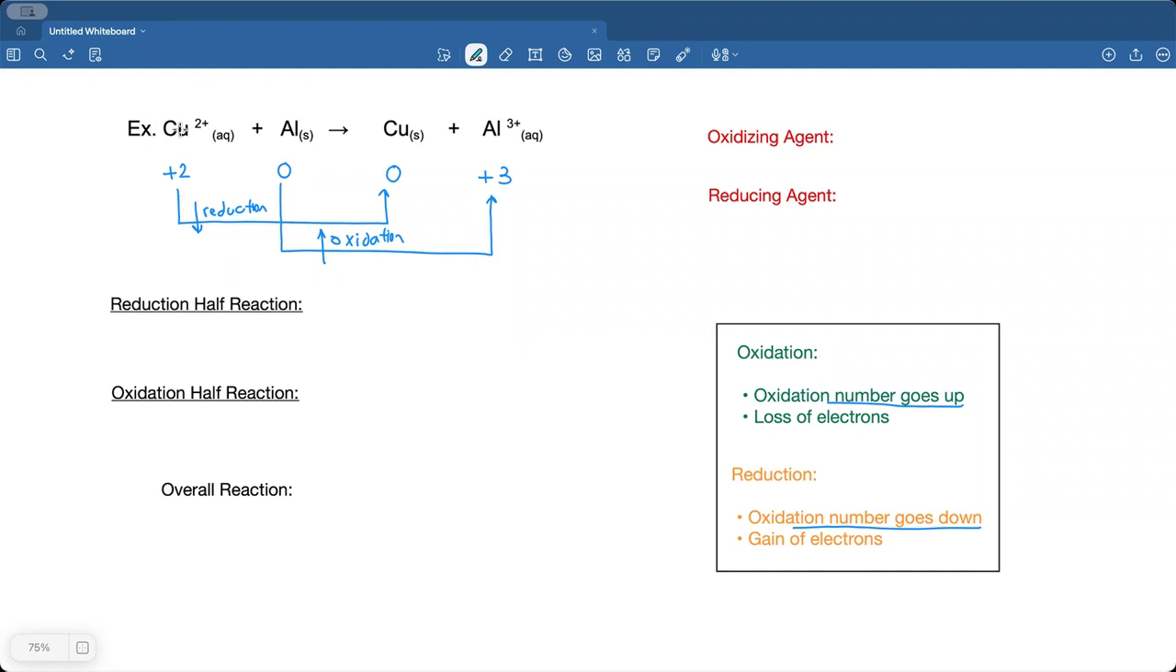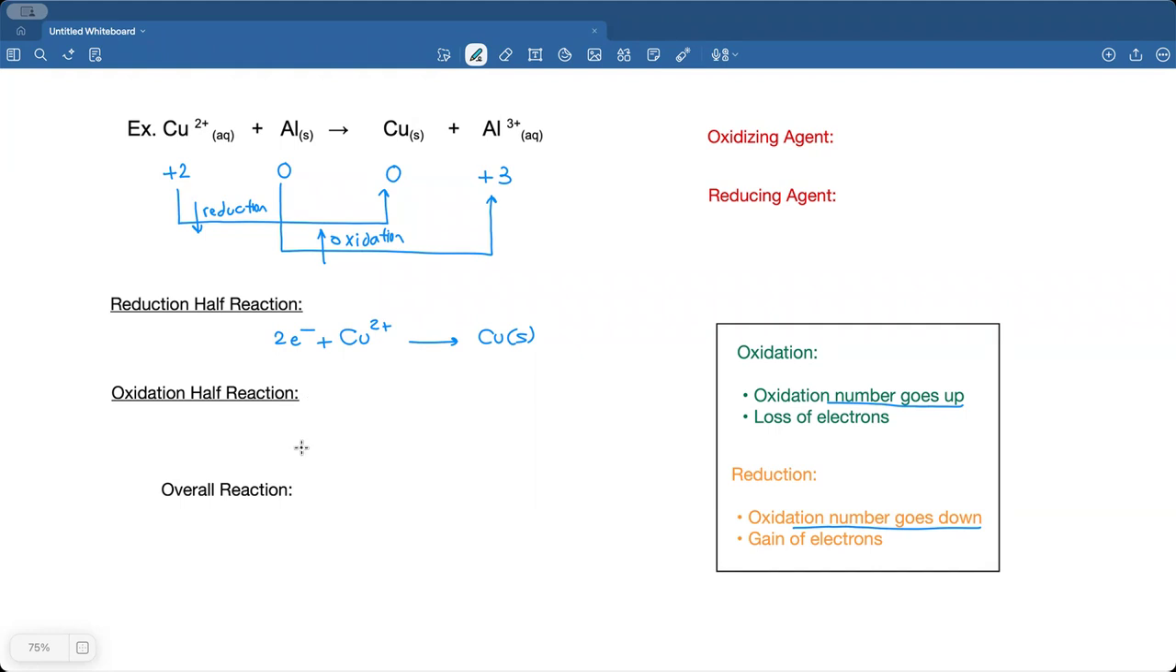Now, each overall redox reaction is made from two half reactions: a reduction half reaction and an oxidation half reaction. The reduction half reaction is copper 2+ becoming copper solid. For balancing these half reactions, we always add electrons to the side that is more positive. The reason is that electrons carry a negative charge, so in order to balance the charge on both sides, we add them to the more positive side. Since the left-hand side has a charge of +2, I have to add 2 electrons to the left-hand side. So this would be my half reaction for the reduction.